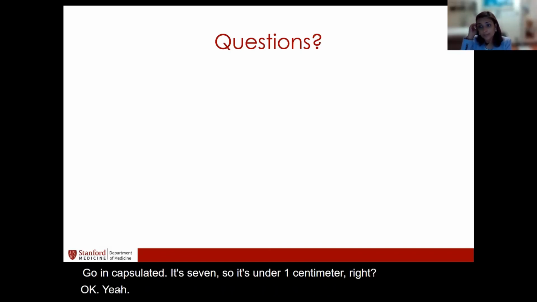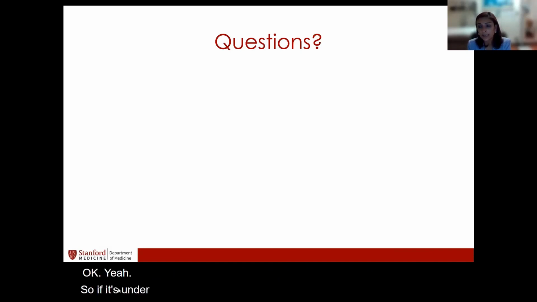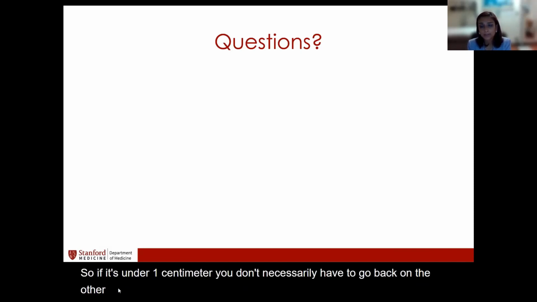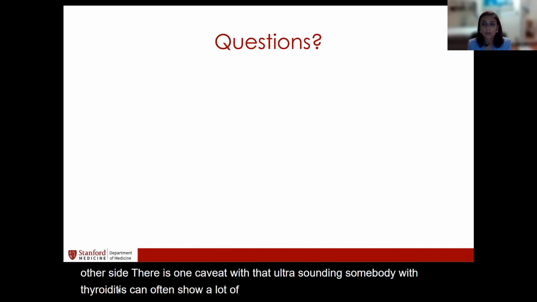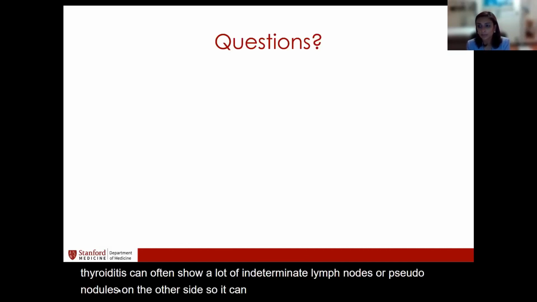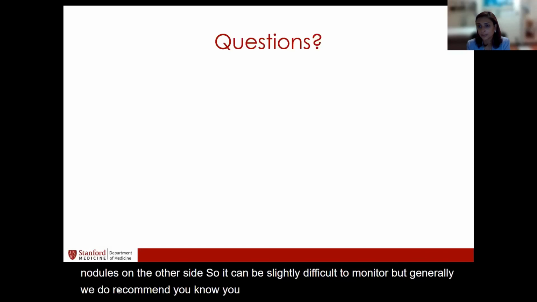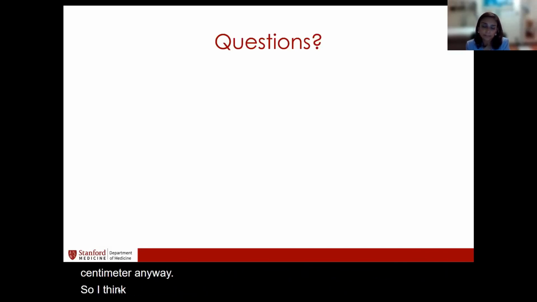Okay. So if it's under 1 centimeter, you don't necessarily have to go back on the other side. There is one caveat with ultrasounding. Somebody with thyroiditis can often show a lot of indeterminate lymph nodes or pseudonodules on the other side. So it can be slightly difficult to monitor, but generally we do recommend lobectomies for under 1 centimeter anyway. So I think it can be monitored with the lobectomy.